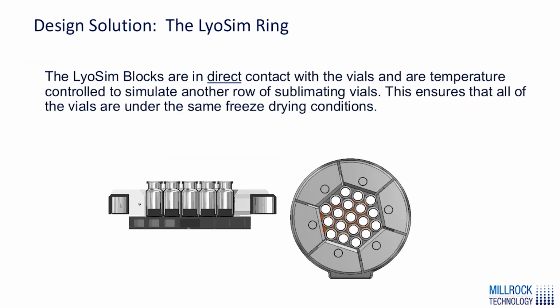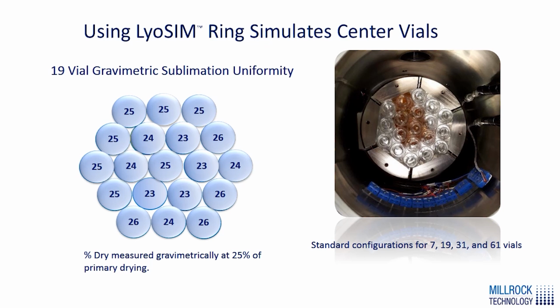So the complete design solution for this is a temperature-controlled LyoSim ring on the outside of the array, and then aluminum blocks resting on the ring that bring that temperature-controlled ring into thermal contact with the array of vials. We set this ring to track the product temperature during the primary drying phase. So again, these blocks on the outside are all at the same temperature as the product in the vials, simulating again a wider array of vials present in the freeze dryer, which leads to a uniform batch of drying. Here we can see some example test results where we have a percent dried measured gravimetrically between 23 and 26%, which is well within the range of uniformity you would see in a full batch of vials in a tray freeze dryer.